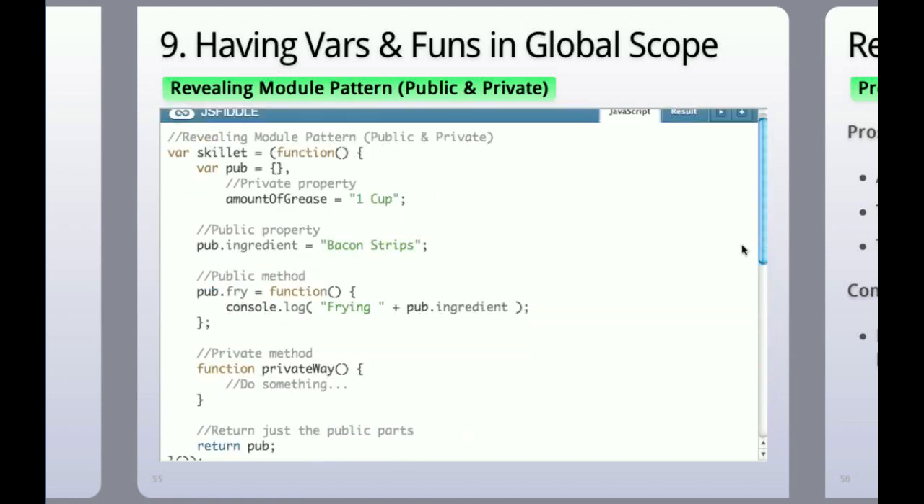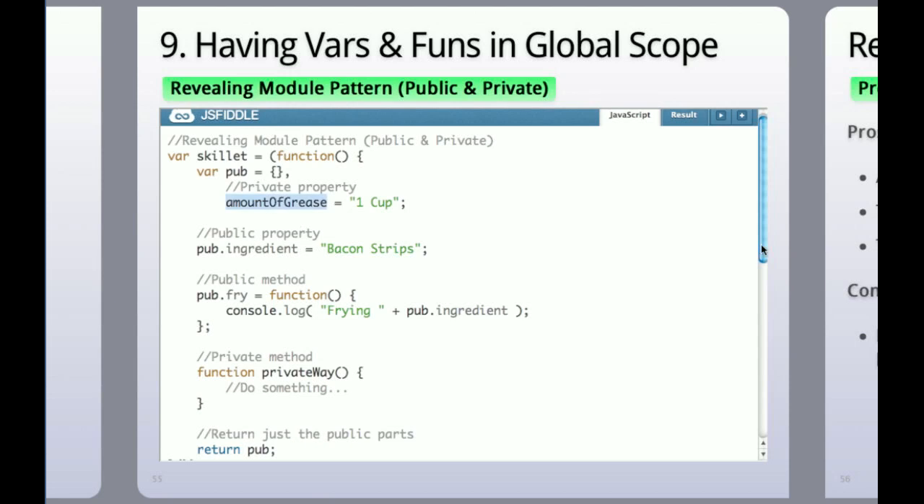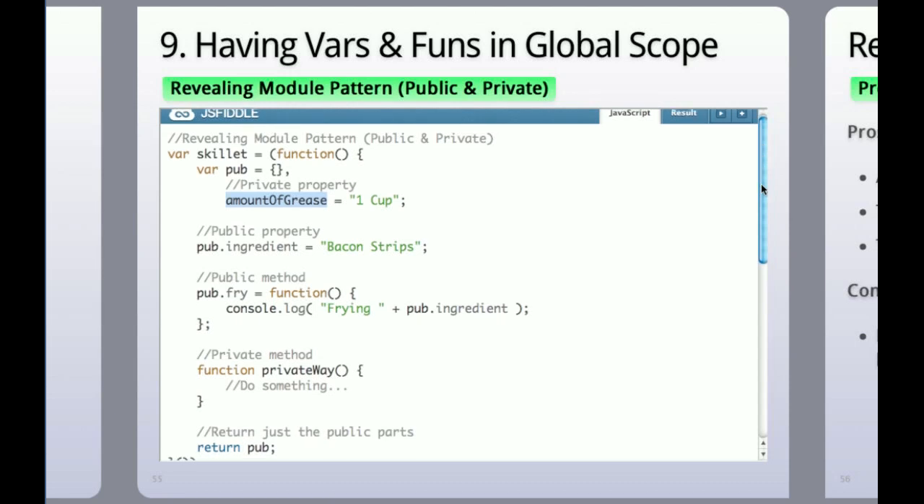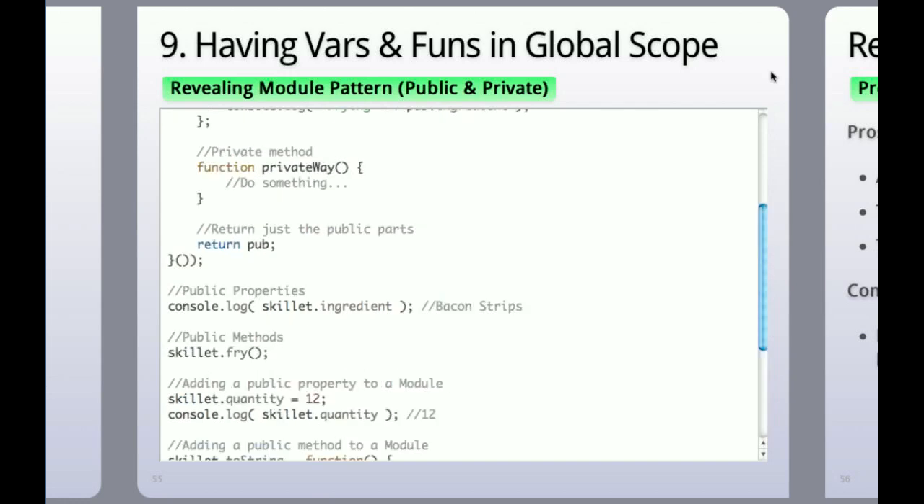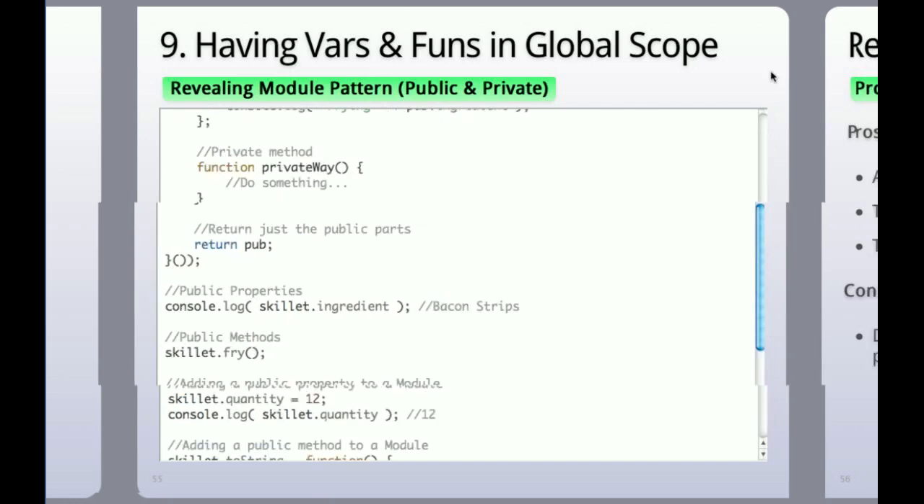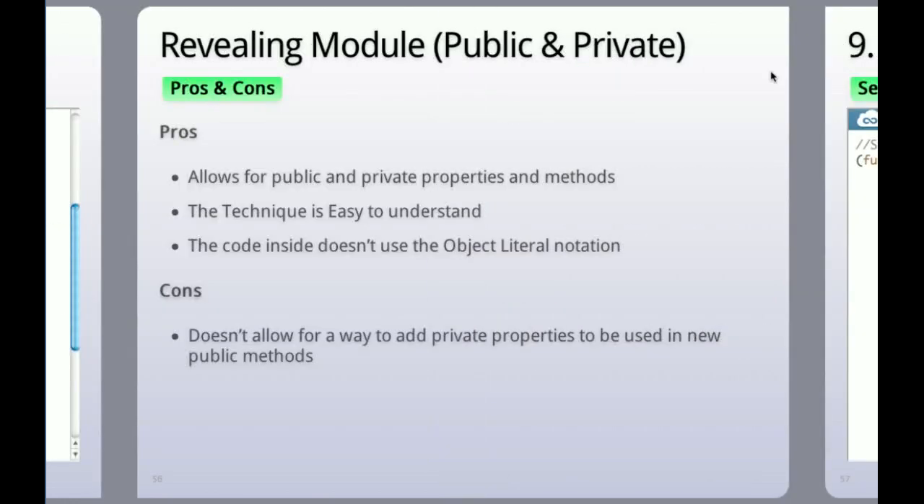So there's no way to get at this, even if we try to add a function and make it access it, there's not an easy way to get at that. So that's good, and that's probably what you would expect. So again, this allows for public and private. That's a great thing. Once you understand the anonymous function that's executed, it's not too bad to understand.